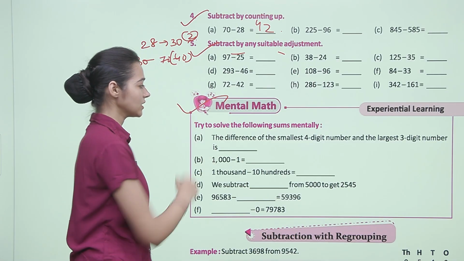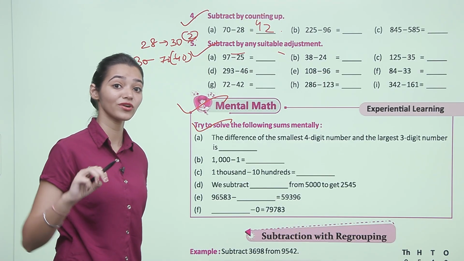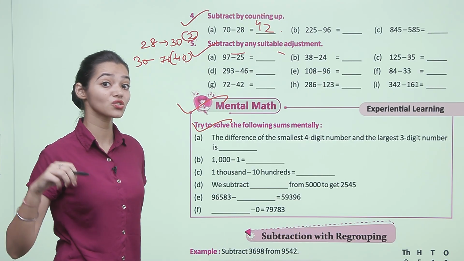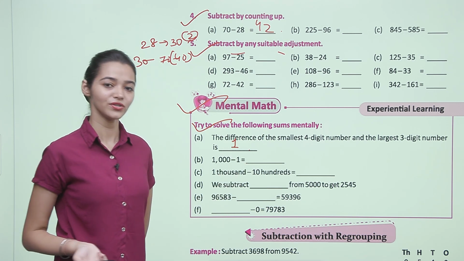Now let's start with mental math. In this one, we have to try to solve the numbers mentally. The difference of the smallest 4-digit number and the largest 3-digit number is 1. That's how you can solve the remaining part.